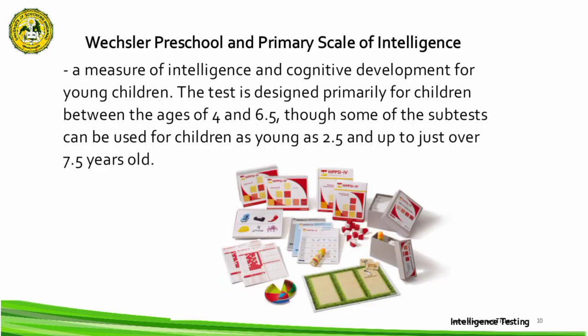The Wechsler Preschool and Primary Scale of Intelligence is a measure of intelligence and cognitive development for young children. The test is designed primarily for children between the ages of 4 and 6.5, though some of the subtests can be used for children as young as 2.5 and up to just over 7.5 years old. These subtests are those indexes na nabanggit kanina. According dito sa Wechsler, there are many different tests. If we have only 3 na gustong i-measure, then merong test na yung 3 lang mismo na indexes yung gina-measure niya.